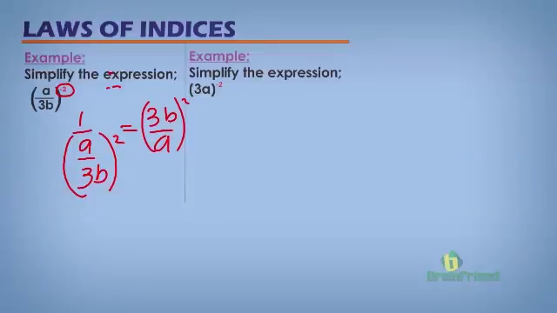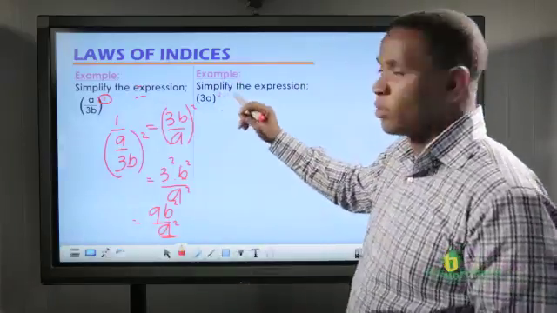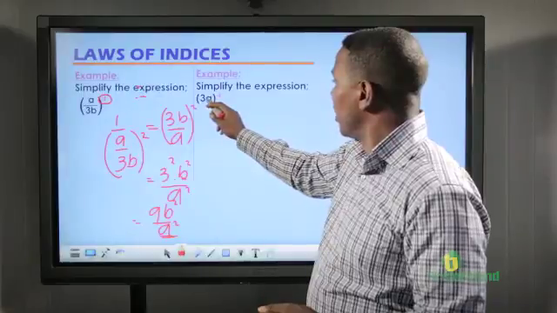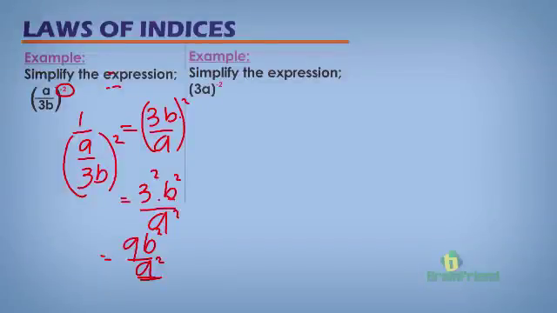Do we understand? So we'll have 3b over a all squared, which of course would be 3 squared times b squared all over a squared. And this would give us 9b squared all over a squared. That's our answer. Let's take a look again at another example. We're asked to find 3a all in brackets raised to the negative power 2.